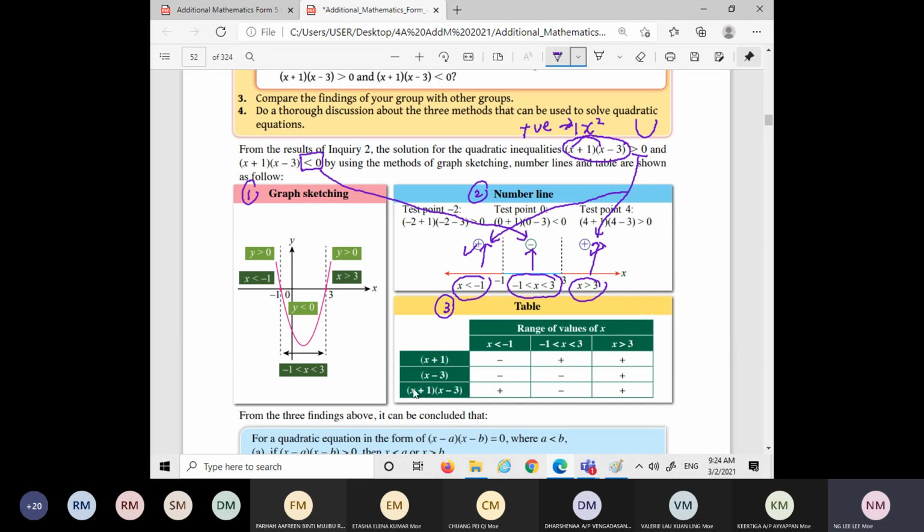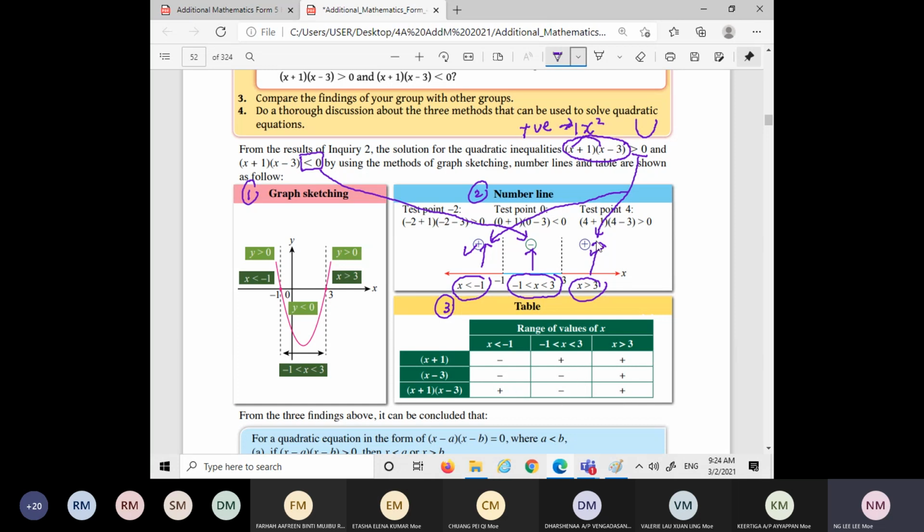How about the last part? If you combine these two, x plus 1 times x minus 3, the signs also multiply. So negative, negative will give you positive. Positive, negative will give you negative. Positive, positive will give you positive. So this is your final conclusion already.